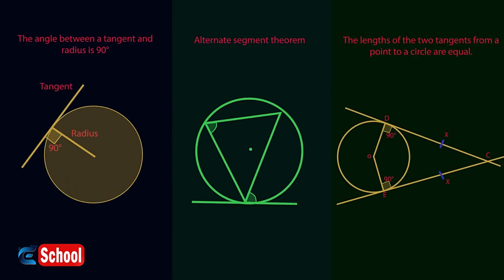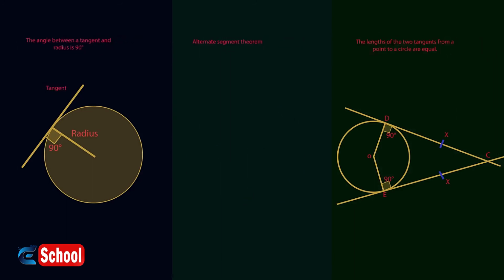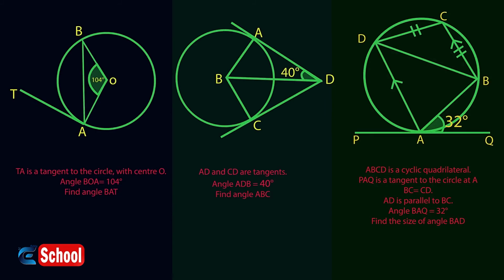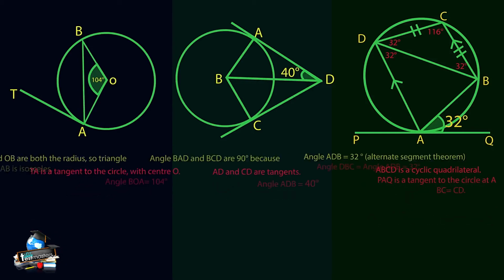How'd you get on? So here are 3 questions for you to do. Question 3 requires you to use your knowledge of parallel line angles and isosceles triangles. Pause the video, find the missing angles, and click play when you're ready to check. How did you do?